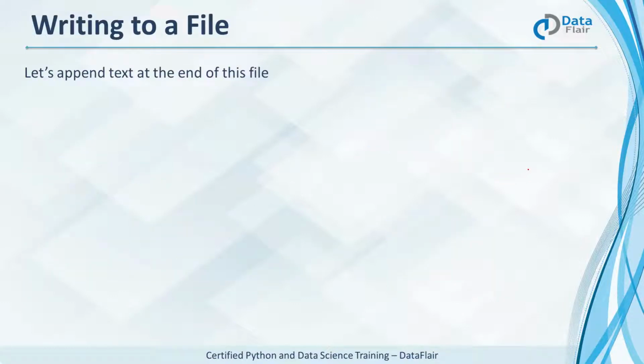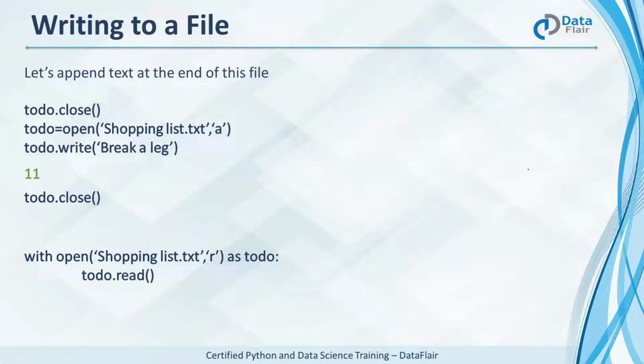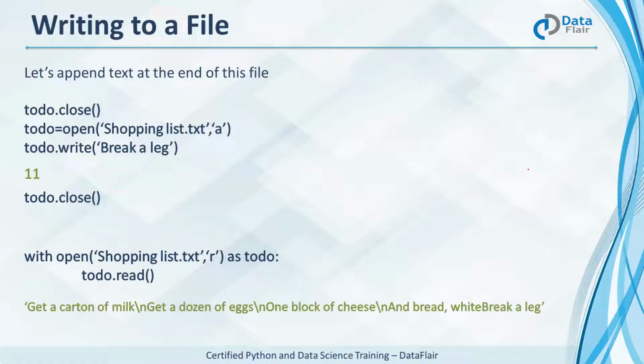Now let's write to this file. Let's append to it, add content to the end. Close it, open it again in append mode and write "break a leg". And it tells you it wrote 11 characters to this file. And then close it. Read it using the with statement. This reads the contents of this file and then closes it.